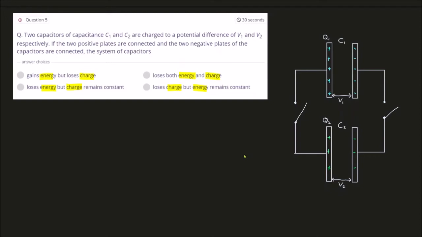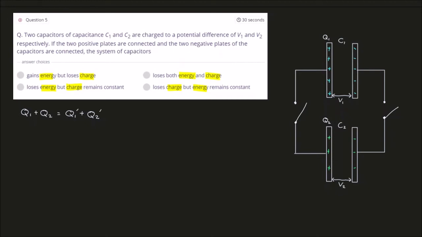We know that Q1 and Q2 should be equal to Q1 prime and Q2 prime, because if you have charges moved from capacitor 1 to capacitor 2, the amount of charges lost in capacitor 1 will be the amount of charges gained at capacitor 2. Of course, it works the other way around as well. If here you lose 2 coulomb of charges, here you gain 2 coulomb of charges. This is just conservation of charges. You cannot create or destroy charges out of nowhere. So the total charge should remain constant.